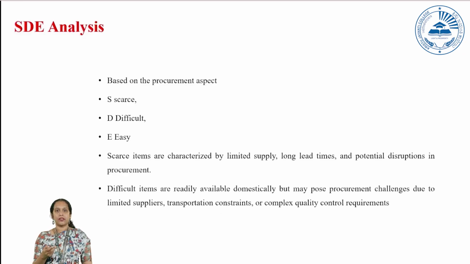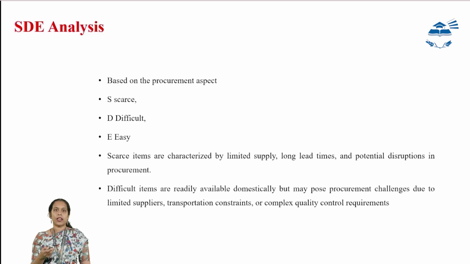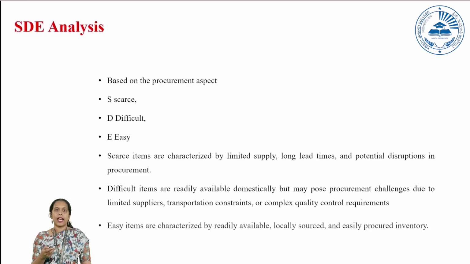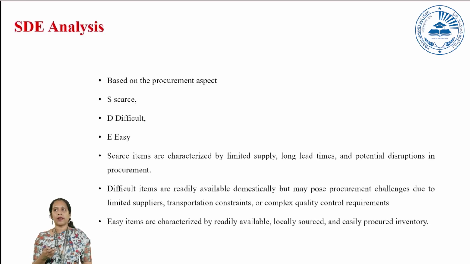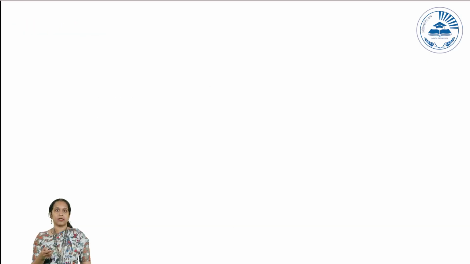And next is the difficult items. These items will be domestically available, but the problem is that the suppliers won't be regular. Sometimes the suppliers won't even supply the goods. So all of this comes under the difficult items. And next is easy items. These are available everywhere. Whenever the company needs these items, they can purchase them. If it is an easy item, the company has no difficulties in getting it.